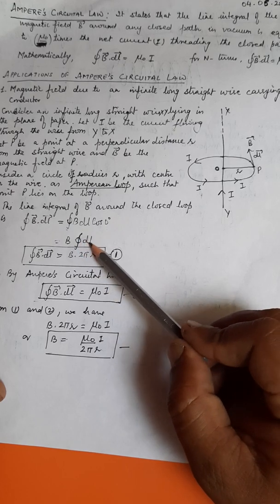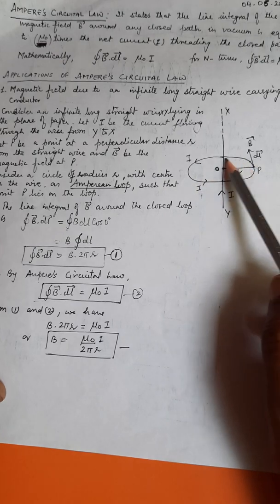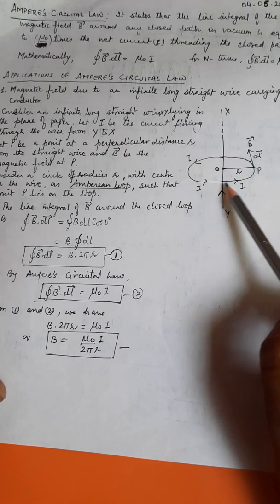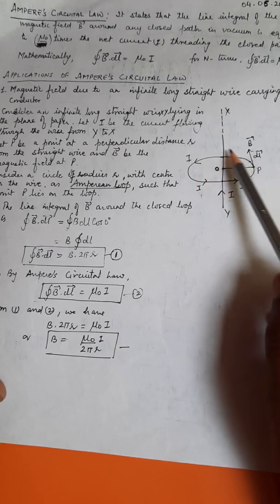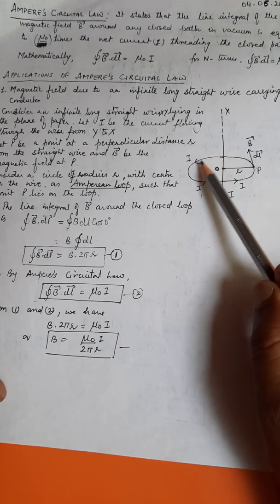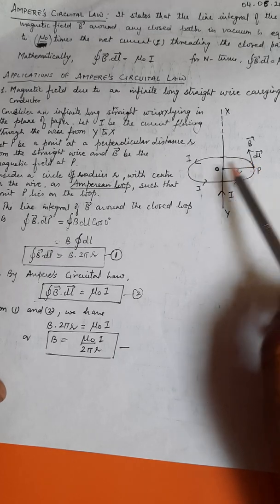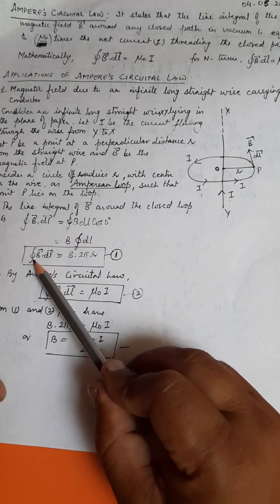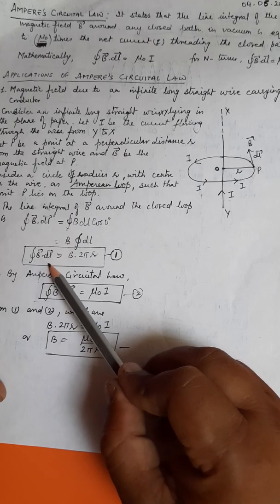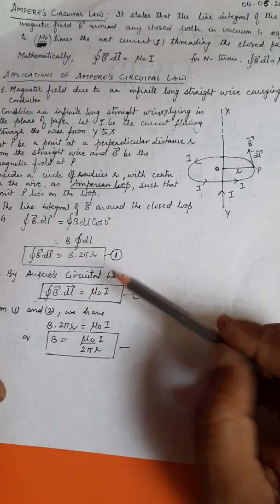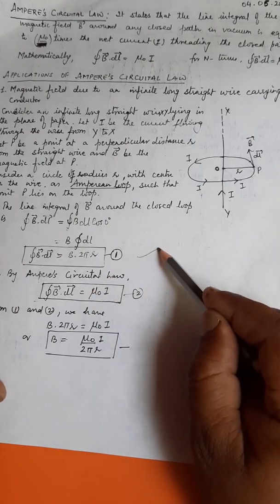Now this will be equal to B times closed integral of dl. Now what is the total length? It is 2 pi r. So closed integral of dl, the total length of the Amperian loop, is equal to 2 pi r, as r is the radius, 2 pi r will be the circumference. So we can write closed integral of B dot dl is equal to B times 2 pi r. Say this is the first equation.